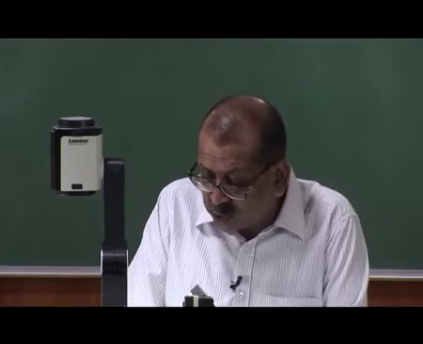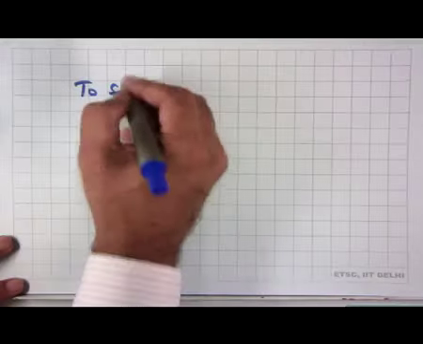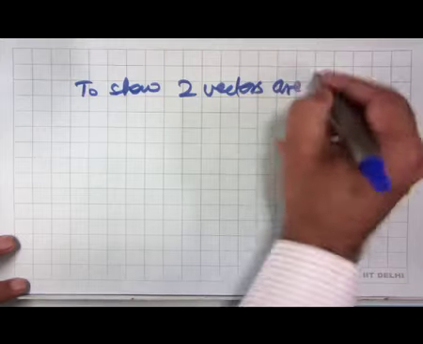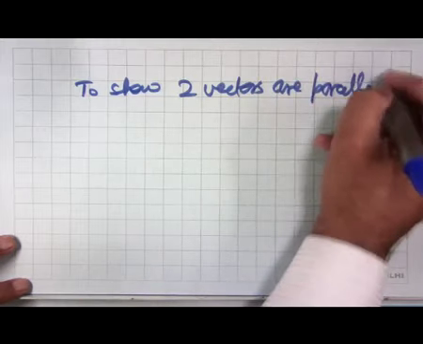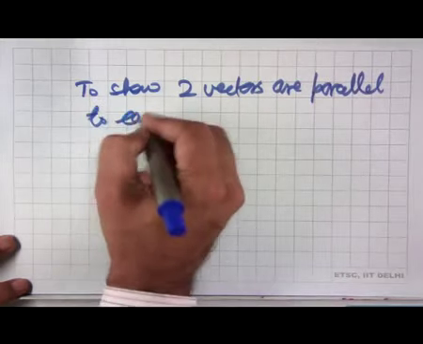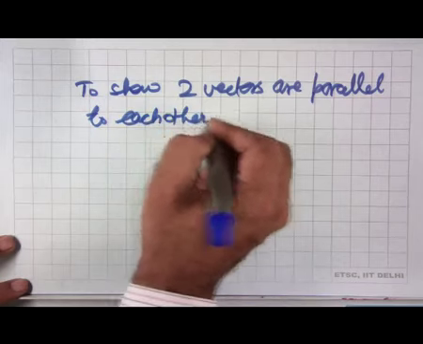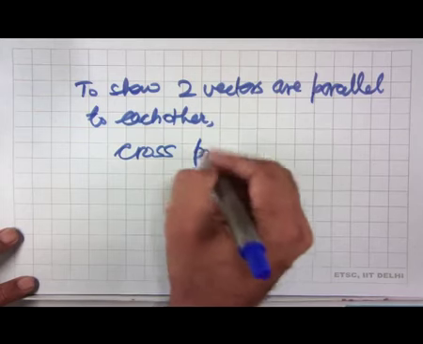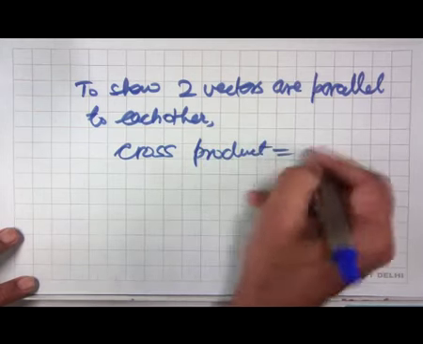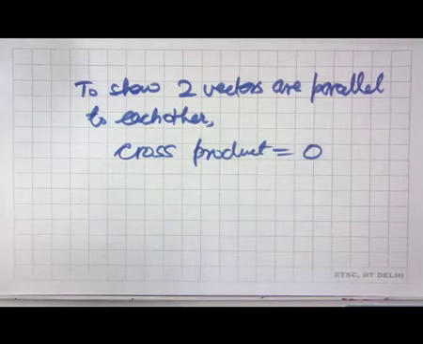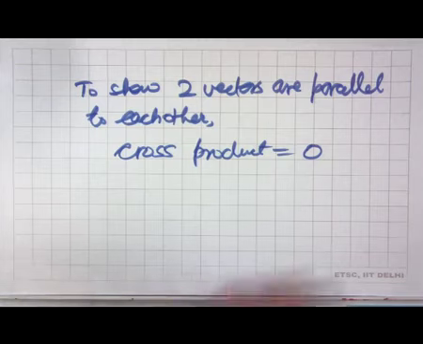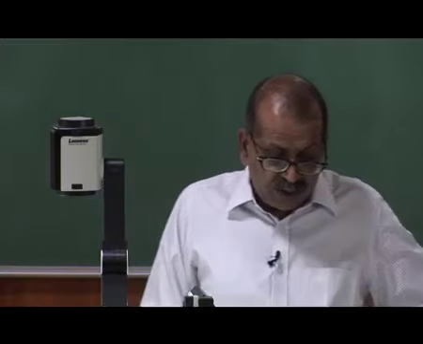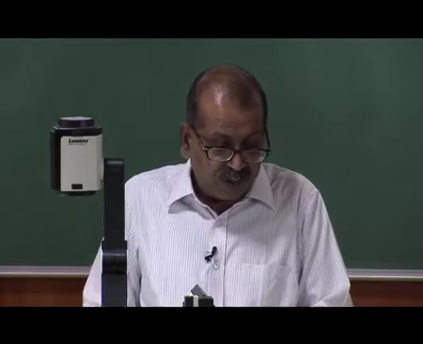Then also if we have to show that two vectors are parallel to each other, then if we show that the cross product is equal to 0, the two vectors will be parallel to each other. Now, let us take a small example involving some of these vector operations.